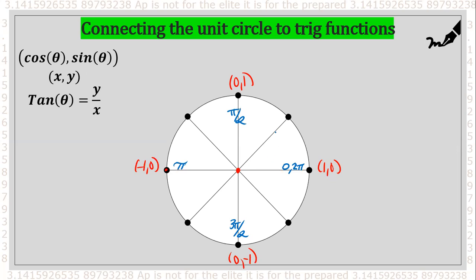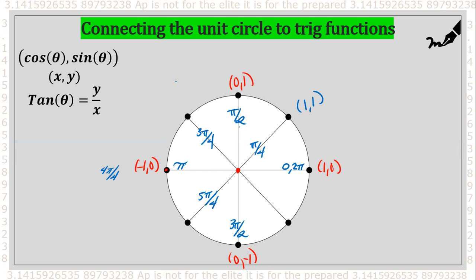The next part is I want you to notice these other points that I've labeled. Those are my 45 degrees, so pi over 4 is right here, and that coordinate is 1, 1. If I add another pi over 4, I get pi over 2. If I add another pi over 4, I get 3 pi over 4. And last but not least, pi is the same thing as 4 pi over 4. If I add one more, I get 5 pi over 4.